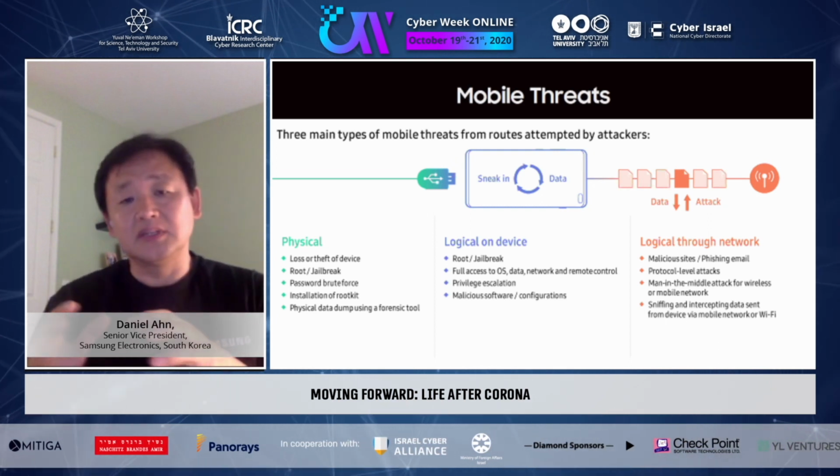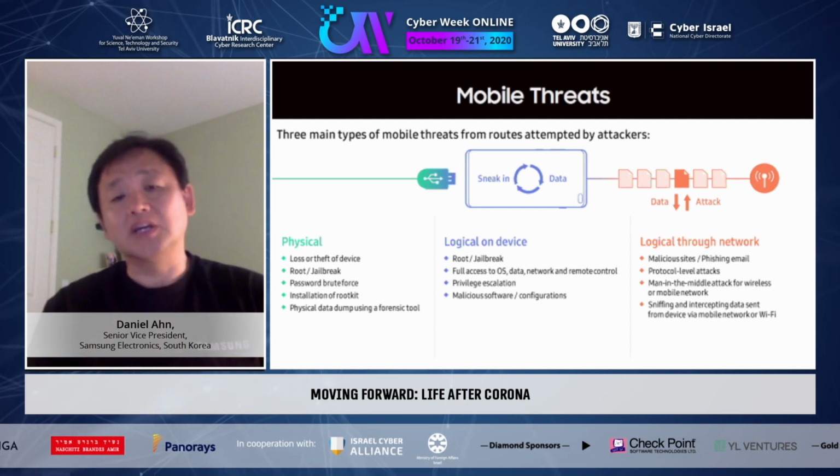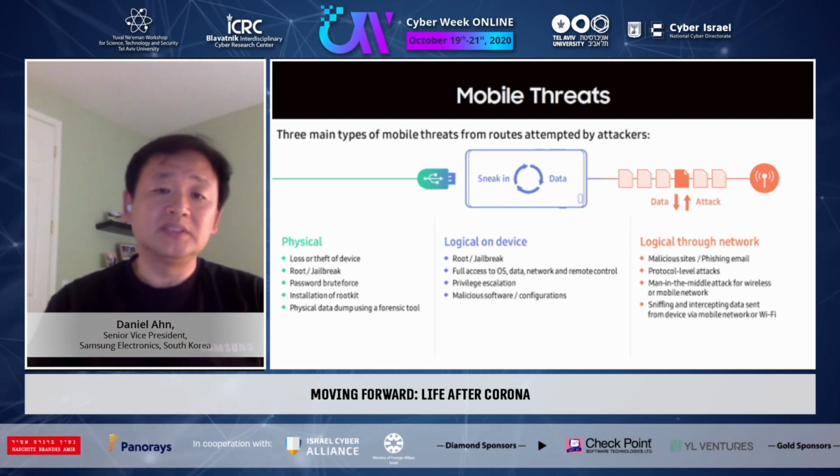Another is the logical layer, some kind of threats on the device. Leveraging some of the vulnerabilities on the device, they can escalate privileges. So eventually they can have full access to the OS and other data. So that is another type of mobile threat that you can observe.